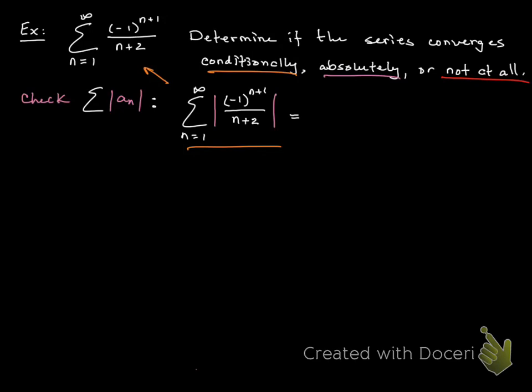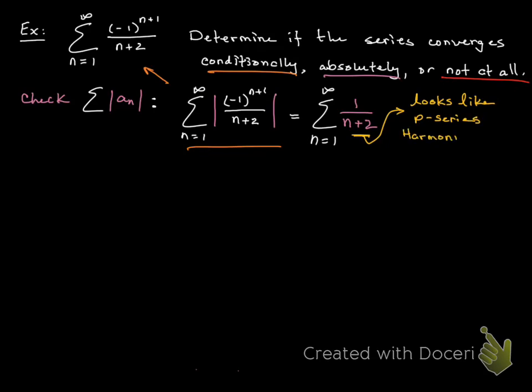When I take the absolute value of that a sub n, that nth term, the negative 1 to the n plus 1, the alternating part goes away. So what I have is the sum of 1 over n plus 2. This looks like a p-series. It looks like the harmonic series, right, when p is 1. So what we can do is try to compare, because it's not exactly that harmonic series.